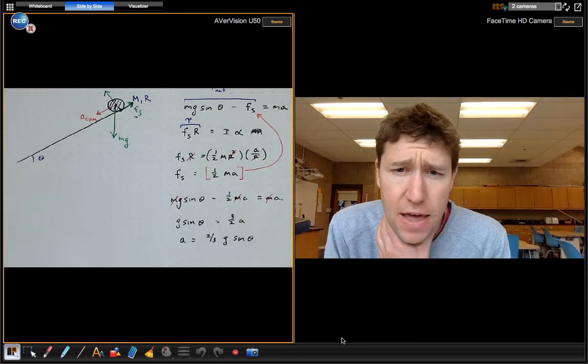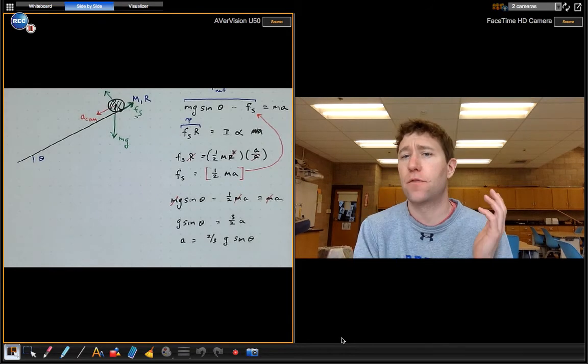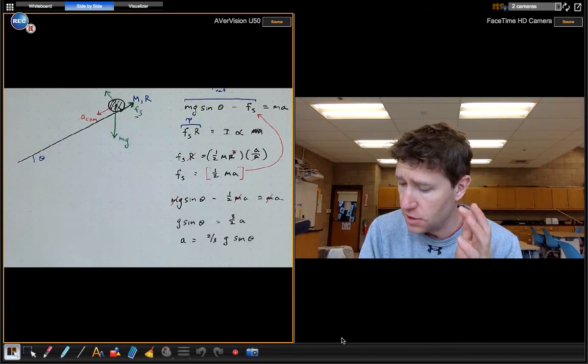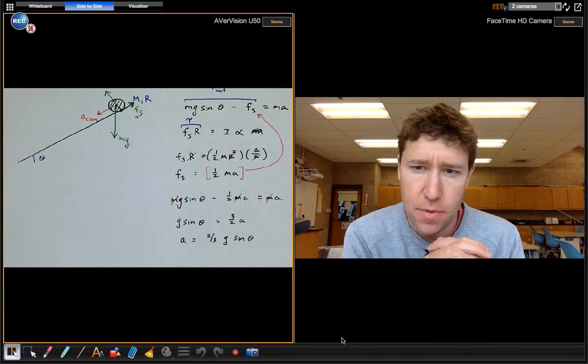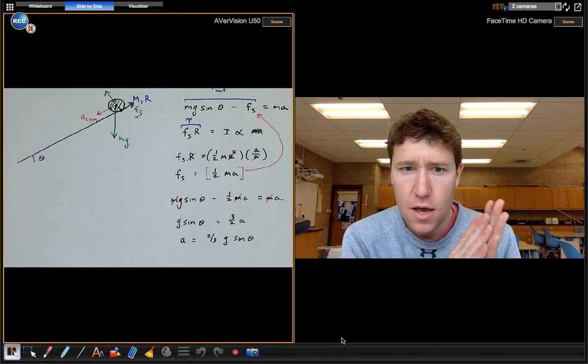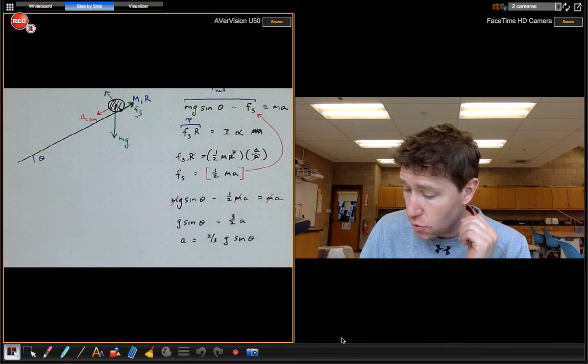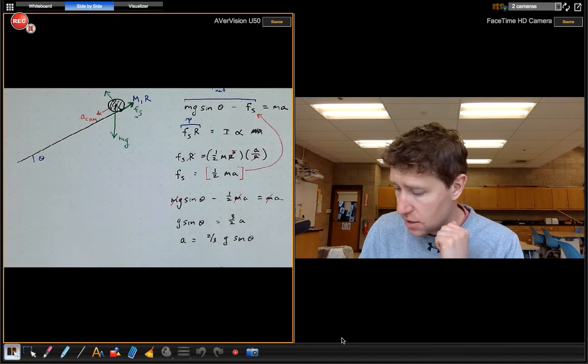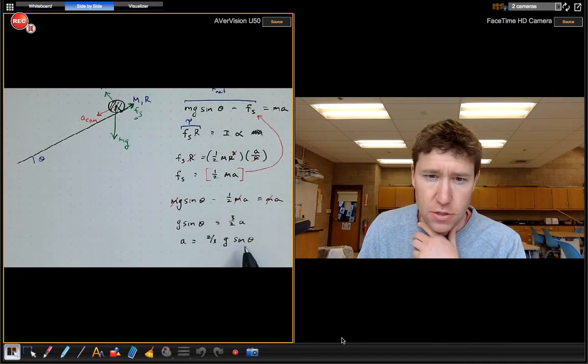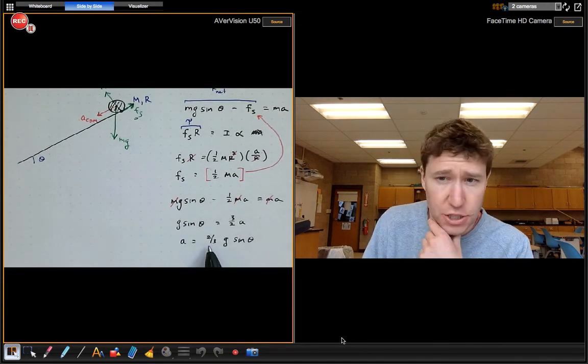We might compare that to the situation of what would happen if there were no friction. If there were no friction, the disk would slide down the ramp, and you can convince yourself that the acceleration in that case would be g sine theta. That's the acceleration of something sliding on a frictionless ramp: simply g sine theta. So this acceleration is less.